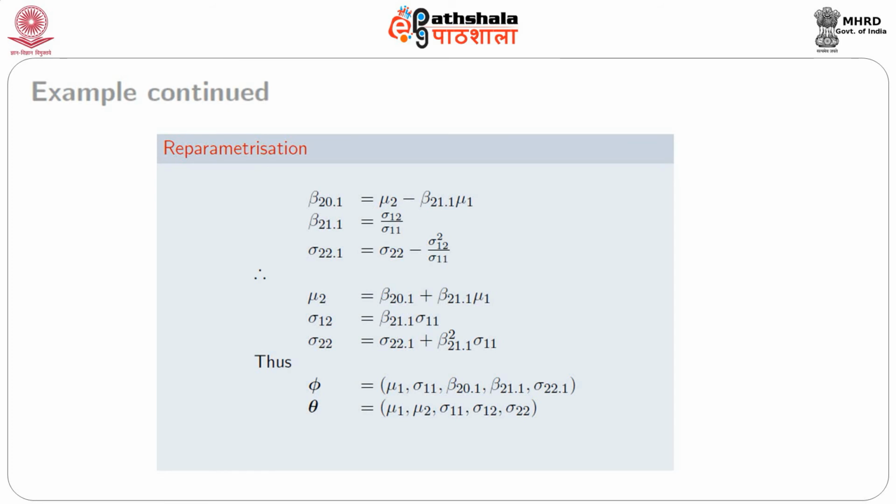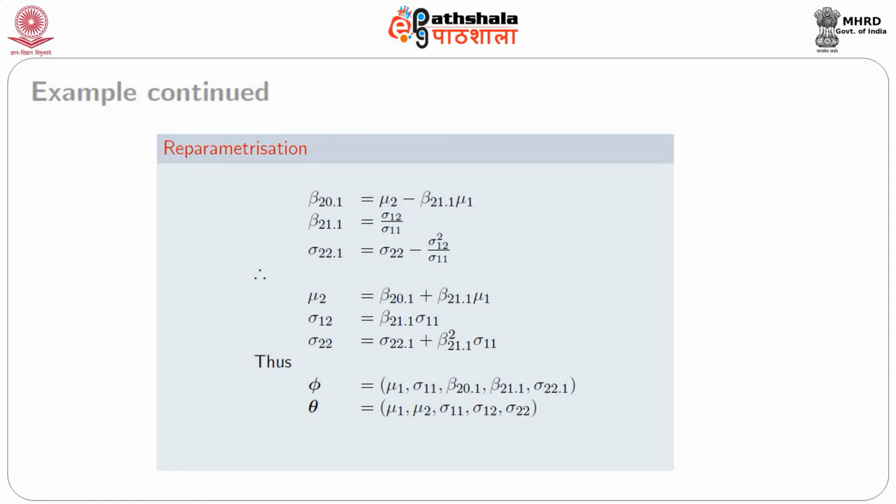Now, given beta_20.1, beta_21.1 and sigma_22.1, we can always estimate mu_2 and the relationship between the parameters. So, mu_2 is beta_20.1 plus beta_21.1 into mu_1. Similarly, sigma_12 is beta_21.1 into sigma_11, and sigma_22 is sigma_22.1 plus beta_21.1 square sigma_11.